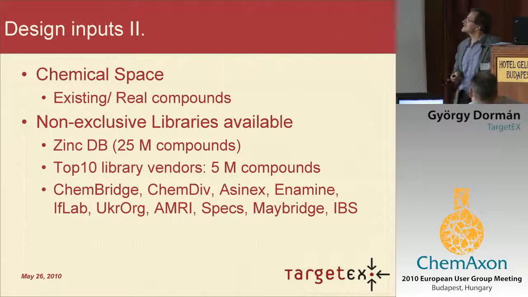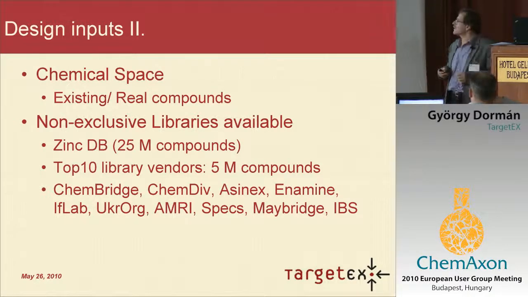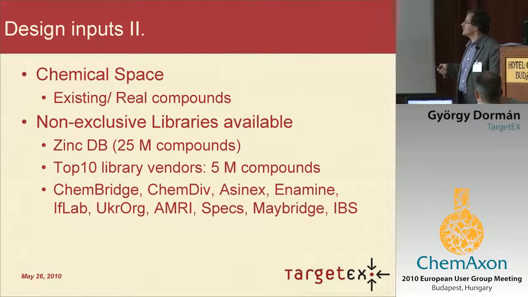The second one is the design inputs two. This is the huge chemical space. This is a real chemical space. That means the compounds exist in vendor libraries, more or less. So we can say that we can buy those compounds from non-exclusive libraries. The huge library is basically the ZINC library, which is available from various vendors. But we turned to the top 10 library vendors, that's 5 million compounds, and here is the list of what we actually applied in this chemical space.